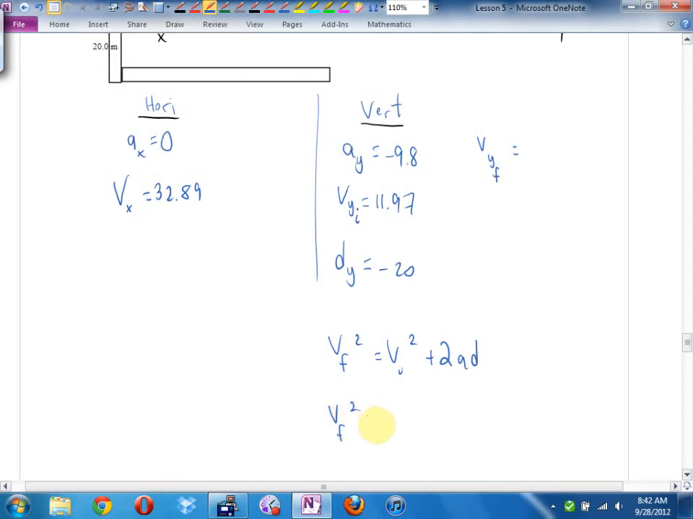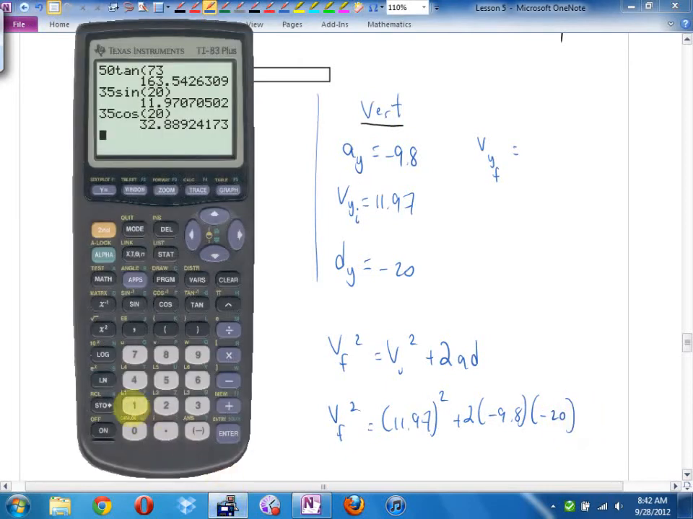V final squared is going to be 11.97 squared plus 2 times negative 9.8 times negative 60, Mr. Dewick. Nice try. 20. 11.97 squared plus 2 times negative 9.8 times negative 20. 535. Oh! I found VF squared. What had I better remember to do?